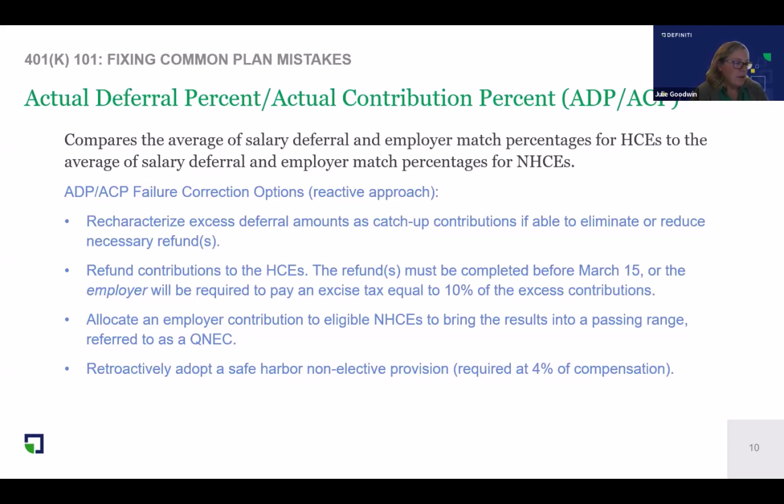The other option when you fail an ADP test is to allocate an employer contribution to eligible non-highlies to bring the results into a passing range. Again, this can get costly. And then lastly, one of the reactive options is to retroactively adopt a safe harbor non-elective provision. It's required at 4%. Again, that can be a cost. So those are things to consider for the ADP test when you're being reactive.